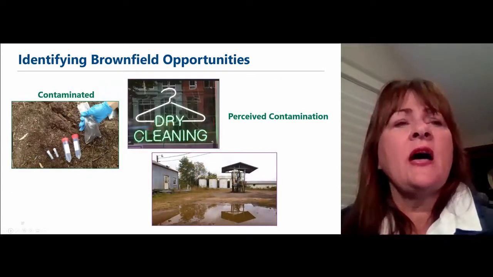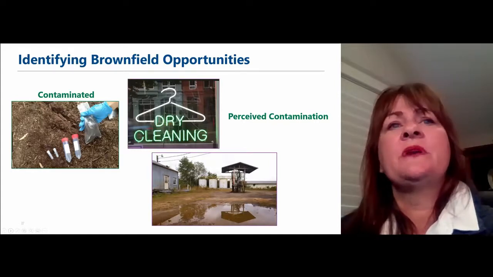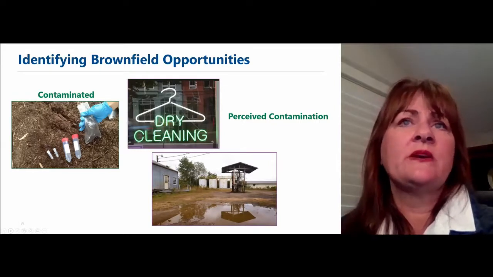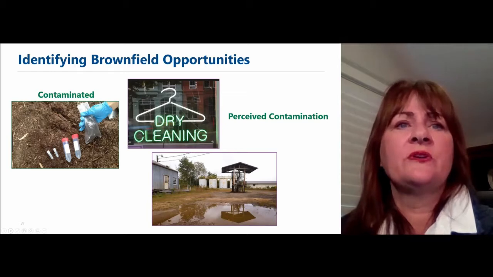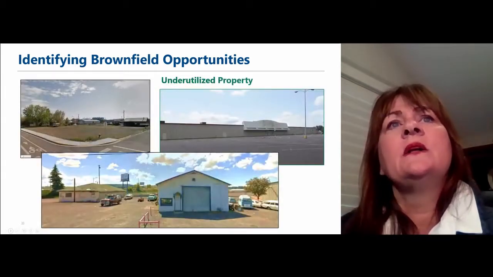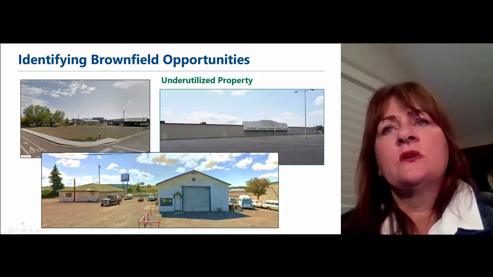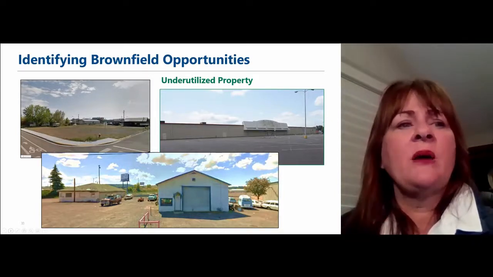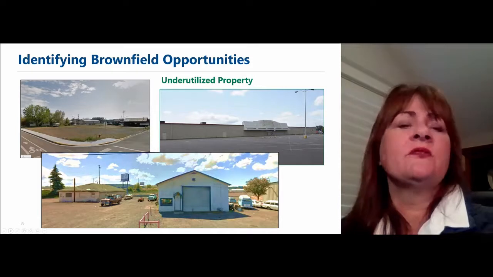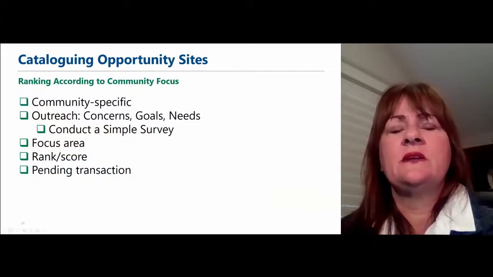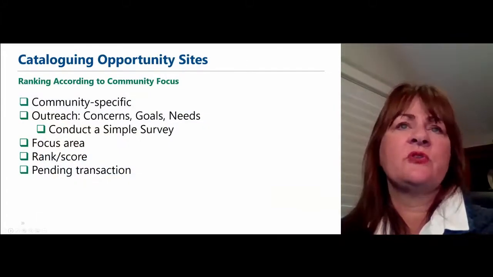There could be a lot of different things on properties that are owned by tribes that would be good candidates for brownfield grant funding. They're underutilized properties, like I said. They could be corner lots. They could be properties that are no longer in use for whatever reason. There's really a full spectrum of properties.